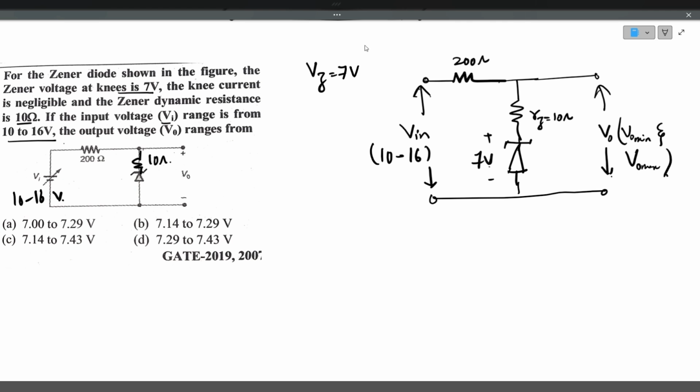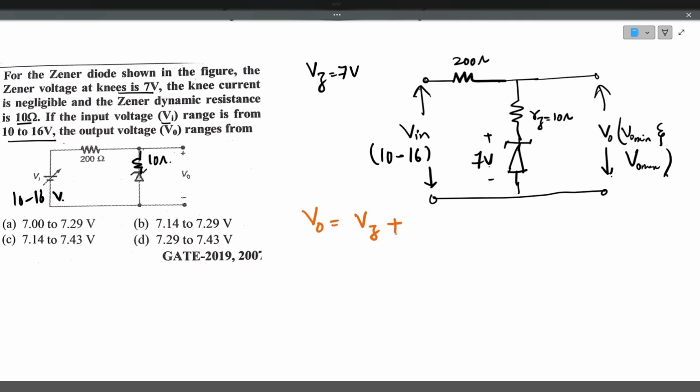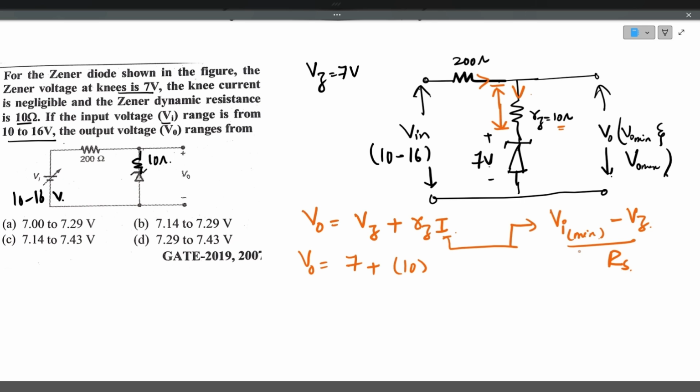Now we'll see what V out is. The output voltage is nothing but VZ, that is the Zener voltage, 7 volts, plus the voltage across this Zener resistance, the 10 ohm resistance. So that is equal to RZ into I. Output voltage V0 is equal to the Zener voltage 7 volts plus RZ, 10 ohms, times I. What is I? I can be written like this. The formula for current flowing through the Zener diode is V in minimum minus VZ divided by series resistance RS. This is the well-known formula for us.